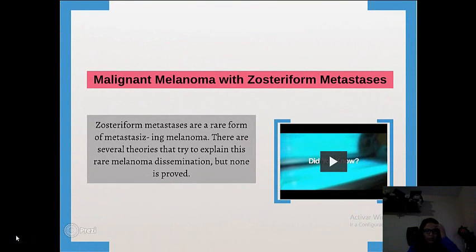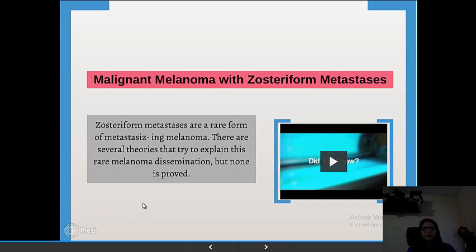The zosteriform metastasis is a rare form of metastasis in melanoma. There are several theories that try to explain the rare melanoma dissemination, but none of them is proven.